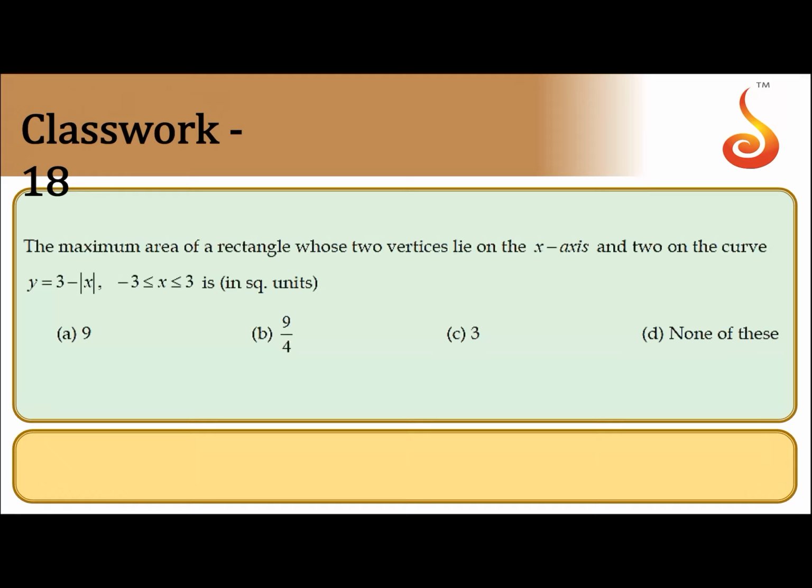The maximum area of the rectangle whose 2 vertices lie on the x-axis and 2 on the curve y is equal to 3 minus modulus x, where x lies between minus 3 and plus 3. See, y is equal to 3 minus modulus x. When y is equal to 0, x is equal to plus or minus 3, and when x equals 0, y is equal to 3. These are nothing but straight lines. It looks like this one.